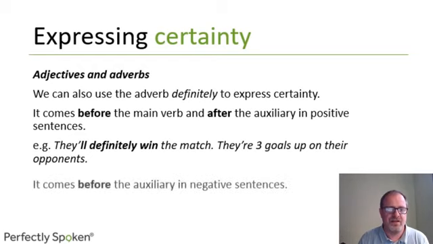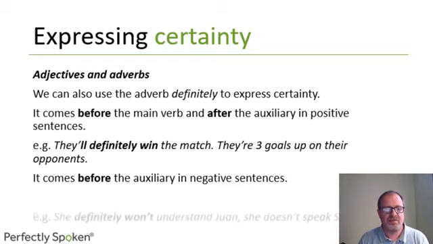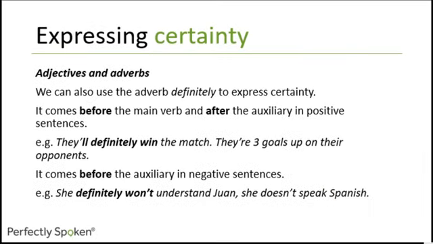However, again, in negative sentences, it comes before the auxiliary. So she definitely won't understand Juan. She doesn't speak Spanish. I'm sure that she won't understand him. She definitely won't understand Juan. So here definitely comes before the won't because it's negative. Okay, so hopefully that's clear. So let's look at some examples and see if you can guess what the missing information is.